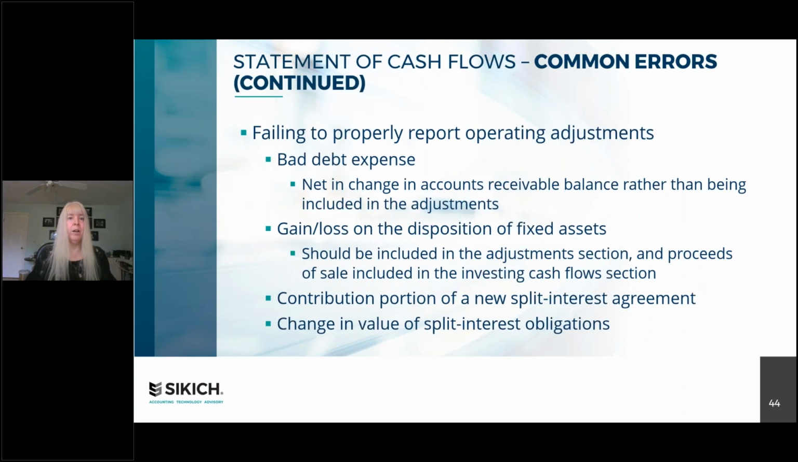Other common errors are failure to properly report operating adjustments. So I mentioned bad debt expense, that should be its own adjustment in the operating section of the statement of cash flows, not just netted in with the change in accounts receivable. Gains or losses on the disposition of fixed assets are adjustments to the operating section, and then proceeds from the sale go into the investing cash flow section. Other errors: contributions of new split interest agreements are also operating adjustments, as are the change in value of split interest obligations.